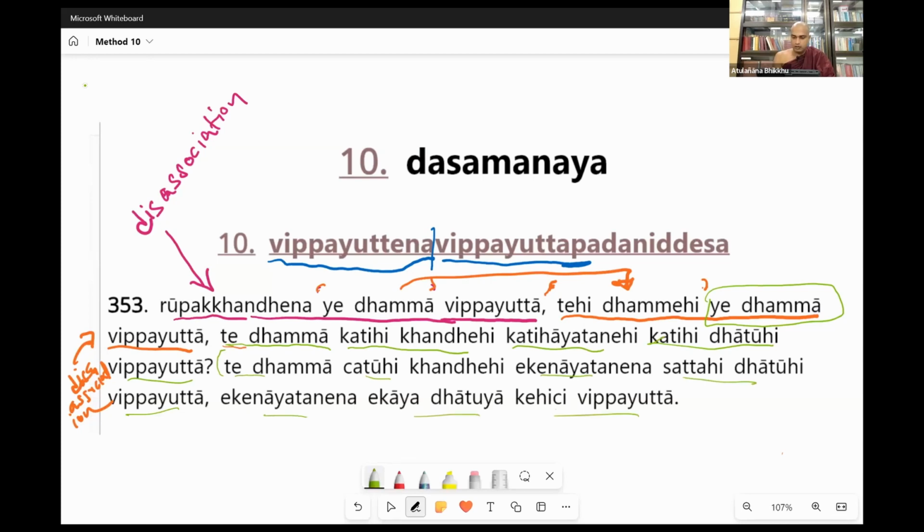Here we did not go into the detail in the Sarupata, but we have the answer here. When you look at it, we have the vipayutta here, and we have the kehichi vipayutta, the partial disassociation.